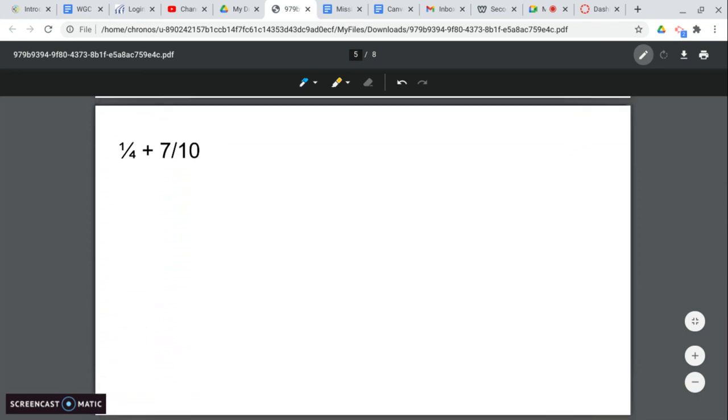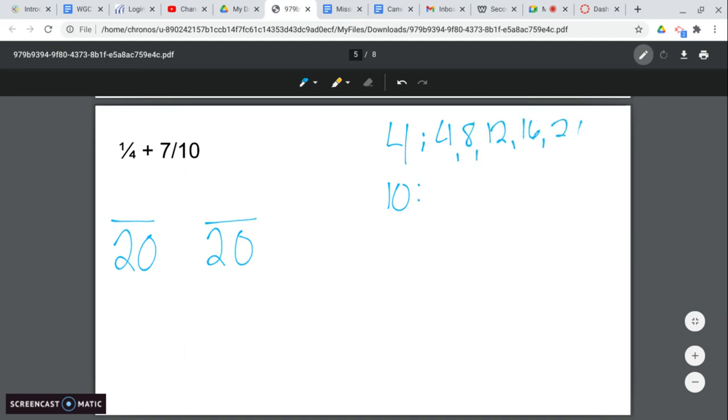All right, here we have 1/4 and 7/10. So what's the common denominator between 4 and 10? 20 is the common denominator. So they both will go into 20. So if you struggle at all figuring these out, remember, think back to yesterday's lesson. List out the 4s. So 4, 8, 12, 16, 20. 10, 20. Find that least common multiple.